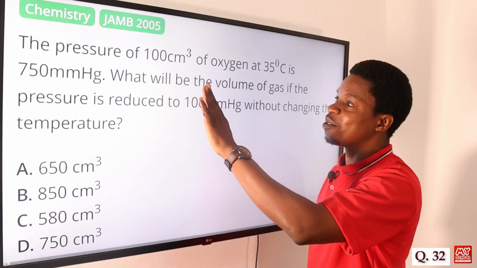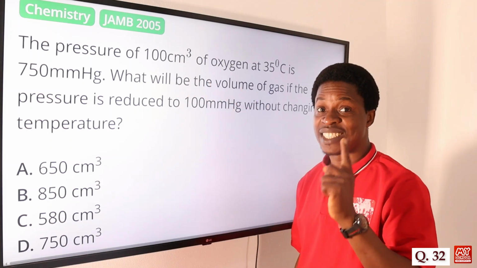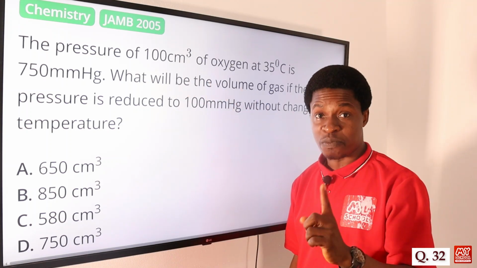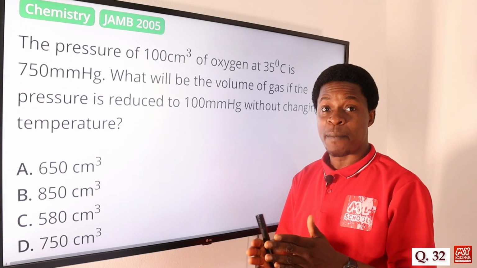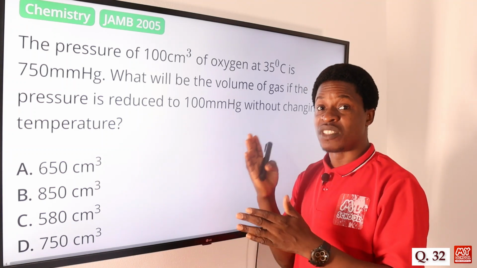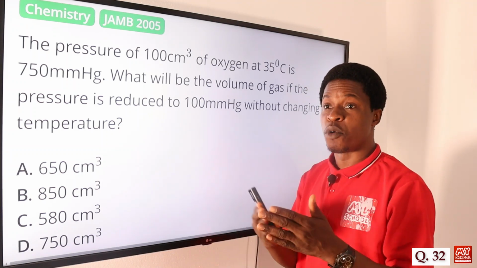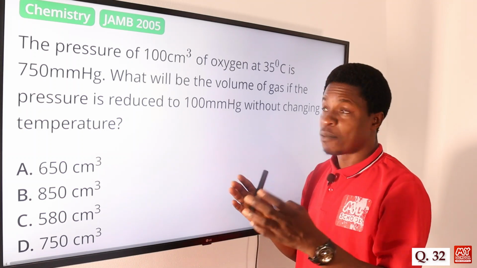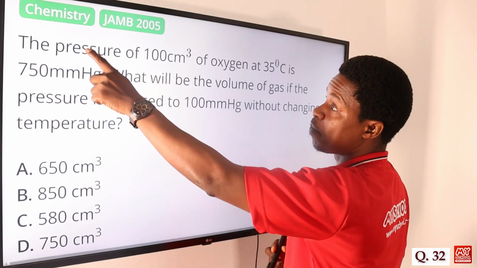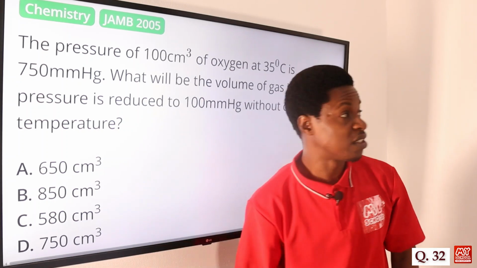Now, if you look at the values that are given, they are intentional. Remember, I said you must learn how to work so smart. Minimize your time and spend less time on simpler questions, and then spend more time on the questions that will take more time. Look at this question. We were told that the pressure of 100 cm3. Let's go to the board and let's analyze.